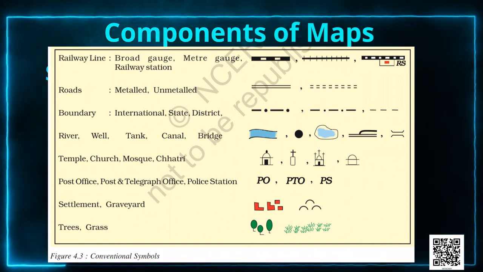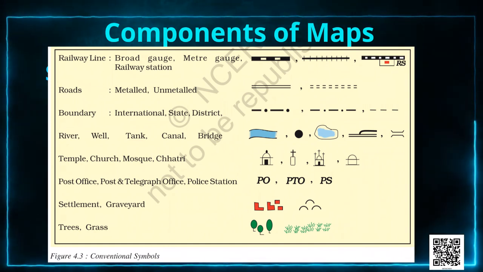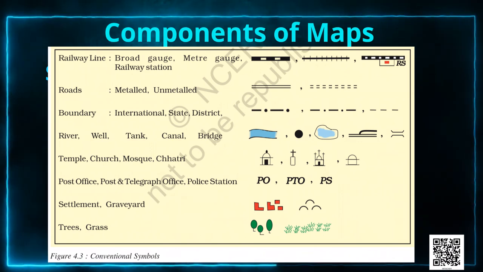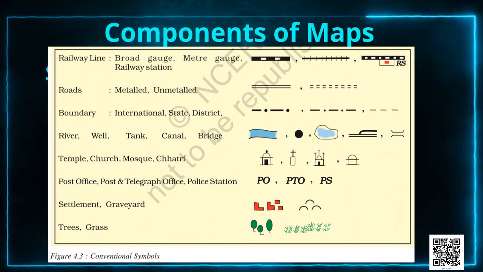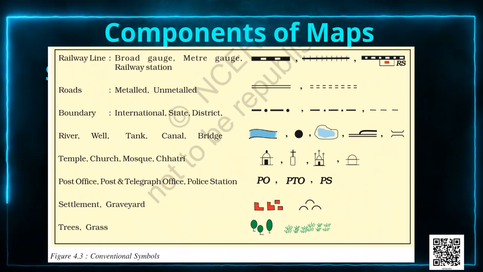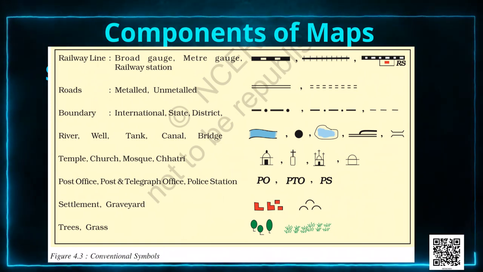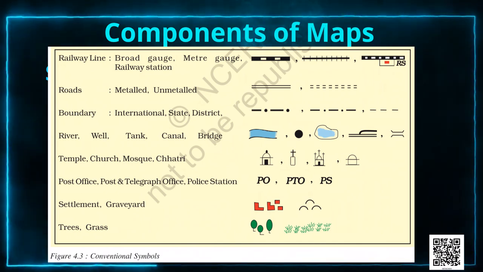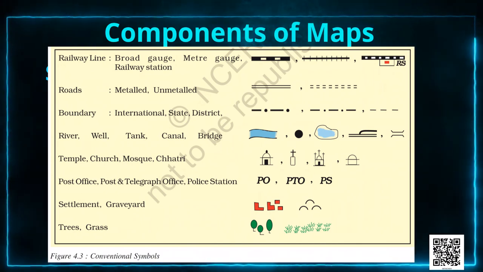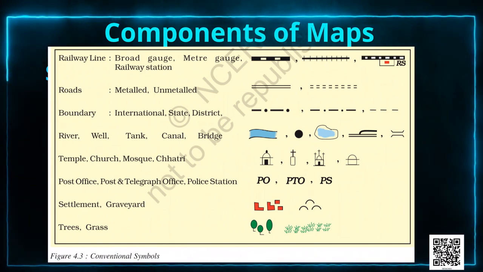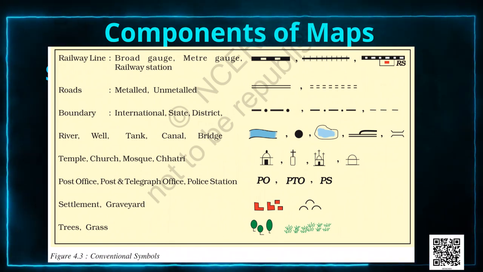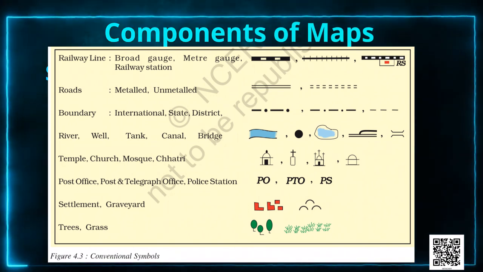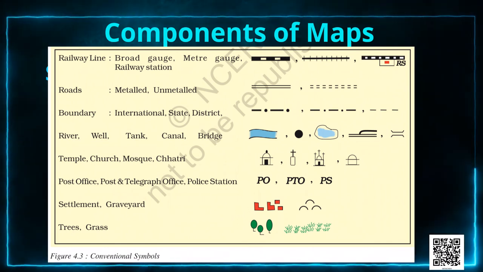Now river, well, tank, canal, bridge. Next, temple, church, mosque, chhatri. Next, post office, post and telegraph office, police station. Next, settlement, graveyard, trees, grass. So students, you see here some symbols.